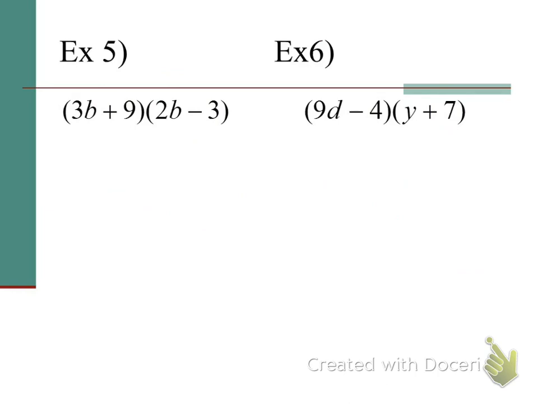All right. On example 5, what's the first thing I'm going to distribute? 3b to 2b and 3b to negative 3. What's the next thing I would distribute? The 9 to the 2b and the 9 to the negative 3. If you want to think about it one step at a time, that's fine. I like to write my little arrow arc marks at the very beginning and then just follow them one at a time.